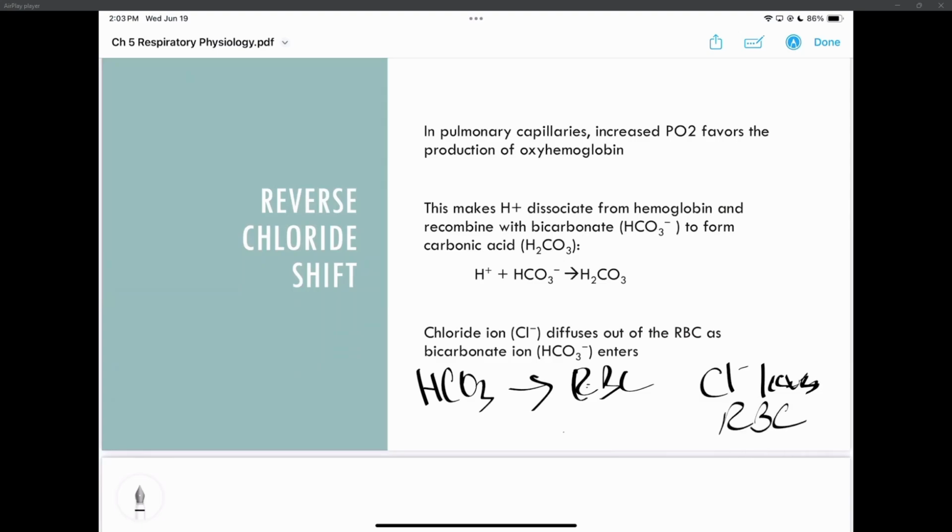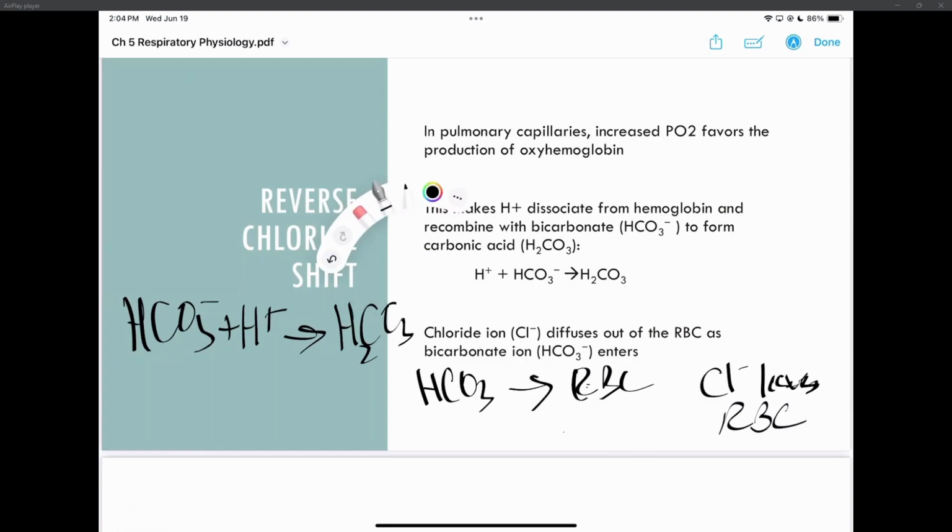Chloride leaves the red blood cell. It's called the reverse chloride shift, and everything happens in reverse. So we get bicarb coming in. It's going to bind with the hydrogen again, causing carbonic acid, H2CO3, to form. Then it undergoes again, with carbonic anhydrase, to make CO2 and water. The CO2 you just exhale.